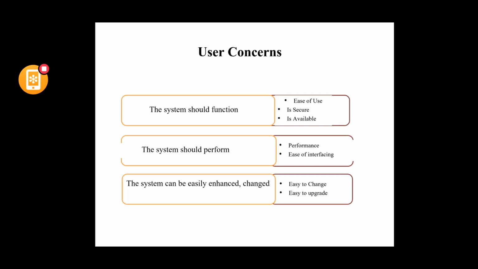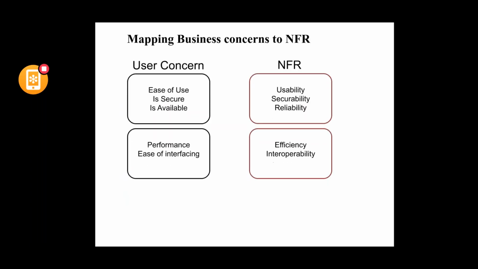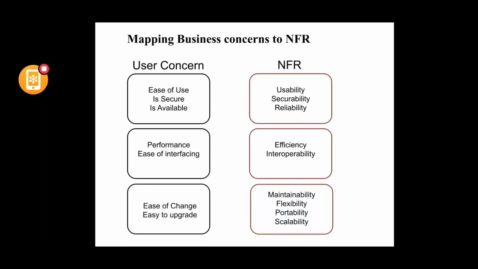Users are not necessarily people like you and me, who are outsiders to the company. Users could be internal to the organization. For example, a loan generating application or an insurance claim process application, which is used mainly by the insurance company employees. Obviously, if the system is not available, not secure enough, that is not the expectation that the people would be having. So when I say users, the user can be anyone. The user is worried about ease of using, security, availability, performance, ease of interfacing, easy to change, and easy to upgrade. So, mapping business concerns with non-functional requirements.